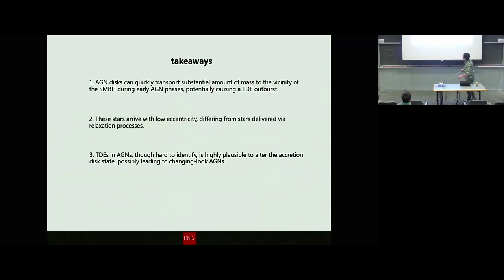And I think I don't have time to go through all this still, but here are some takeaways. Basically, the AGN disk can quickly transport a substantial amount of mass to the vicinity of the supermassive black hole in the early AGN phase, potentially causing a TD outburst. And those stars arrive with relatively low eccentricity, different from the stars diverted by the relaxation process. And the TD in AGN is probably hard to detect or identify, but it's highly possible to alter the accretion disk state, probably leading to a change in the AGN state.